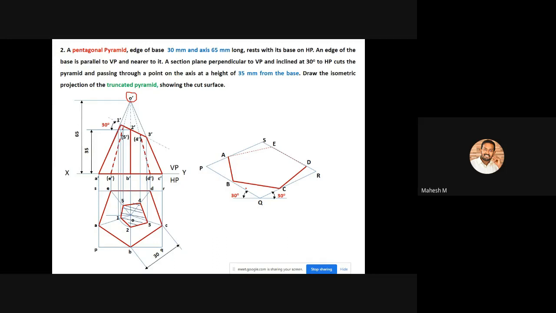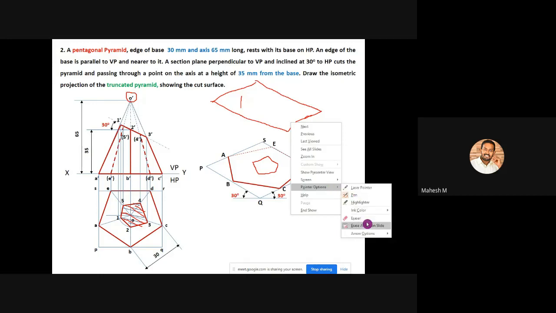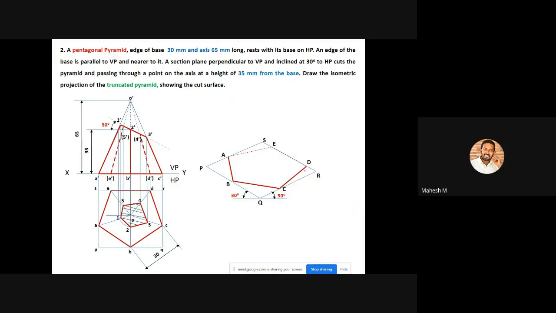Okay. So you can create this section on the base also. So in the base, you can create this section and then project it upward, or else you can create the top base. So similarly, you can create the top base like our previous problem. Okay, so there is no proper procedure for this problem.